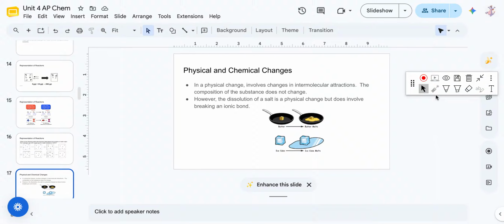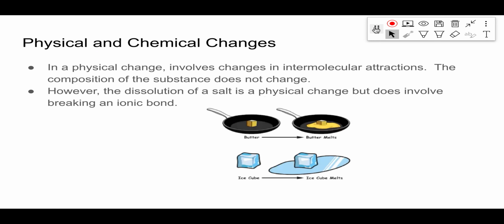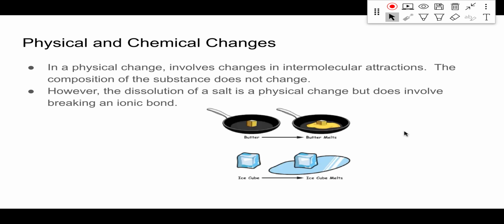To be about identifying physical and chemical changes. In the AP content, we do have to identify if something is just a physical change or a chemical change. In a physical change, the things that have changed is going to be intermolecular attractions.